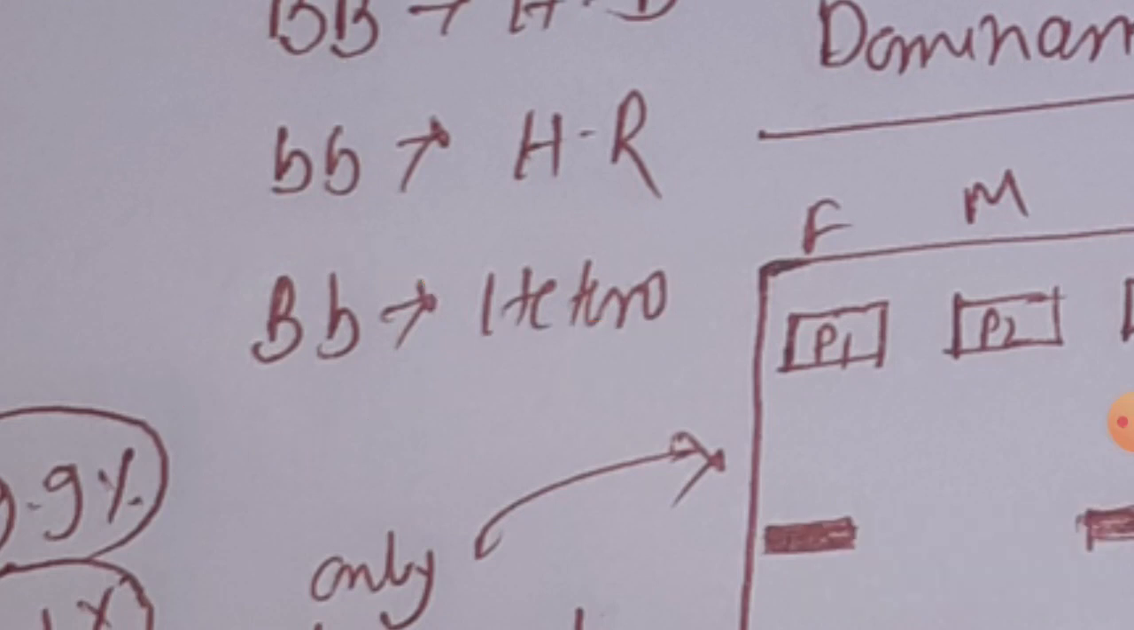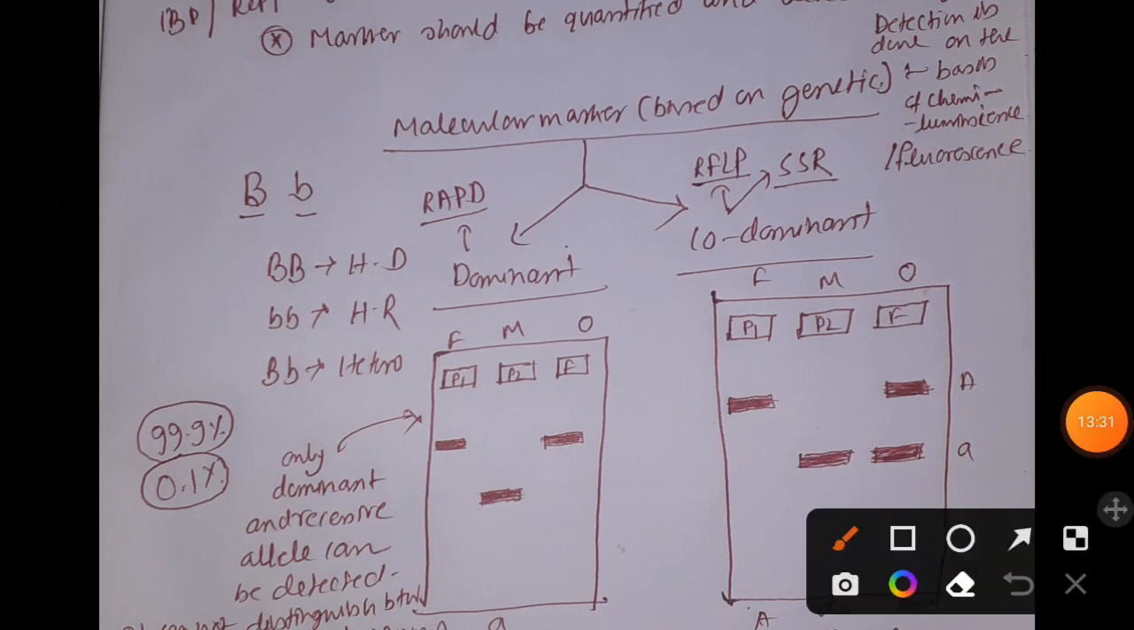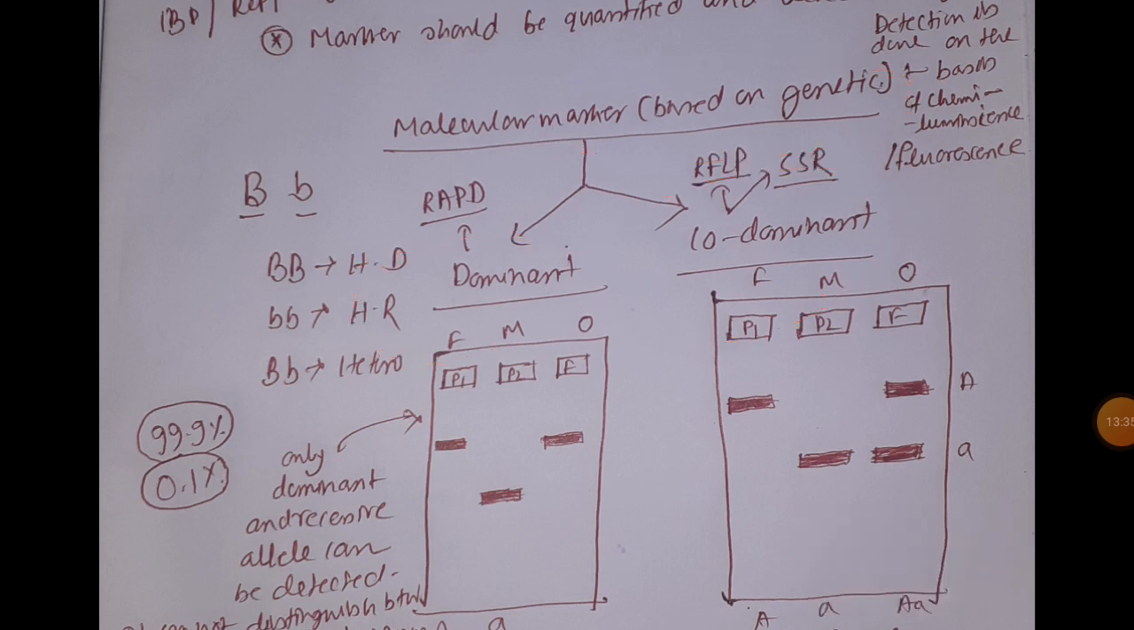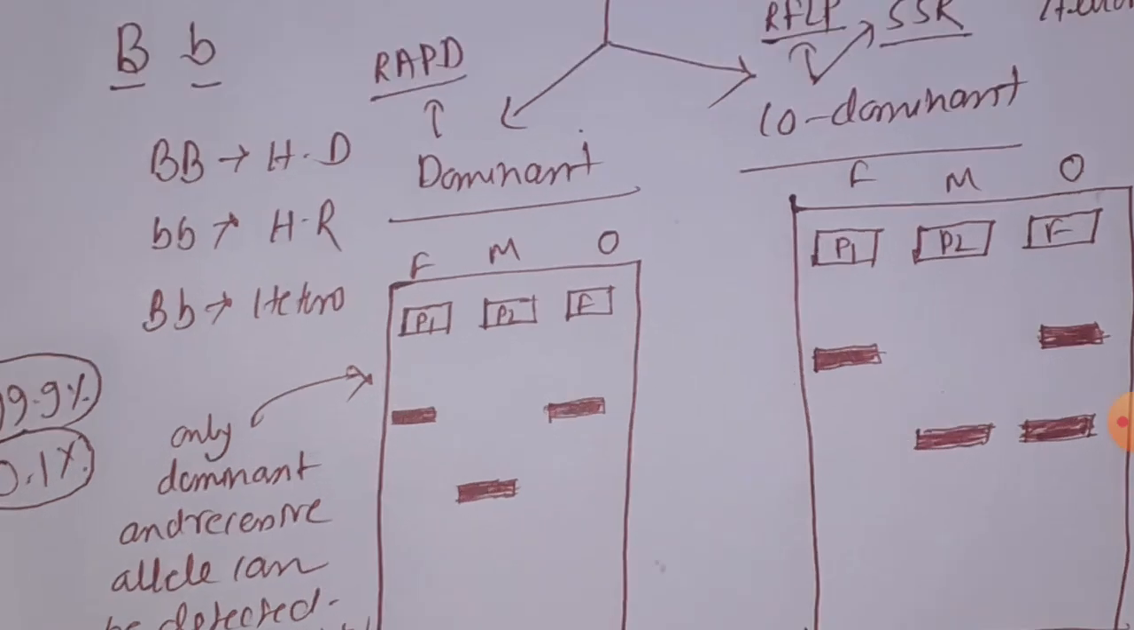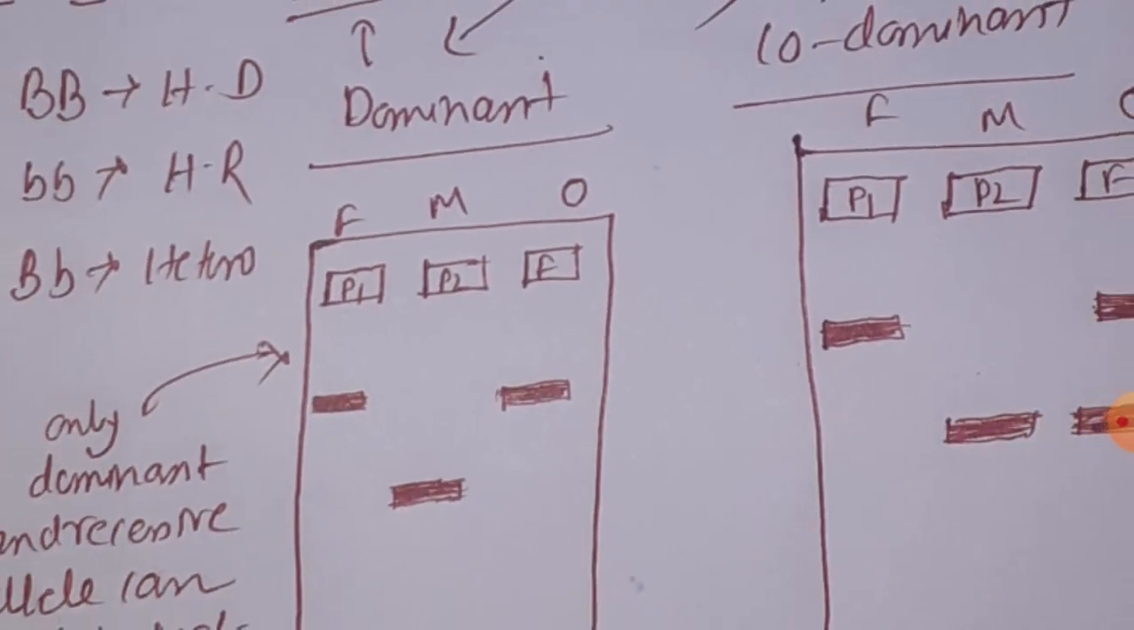Now we are using two kinds of molecular markers on the basis of genetics, that is the dominant marker and the codominant marker. And remember, I have told you that a molecular marker is nothing but a DNA sequence that helps you determine the difference between two individuals. So here the idea is, first of all we will discuss the dominant marker.